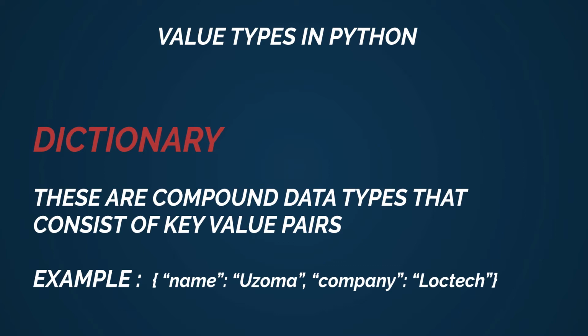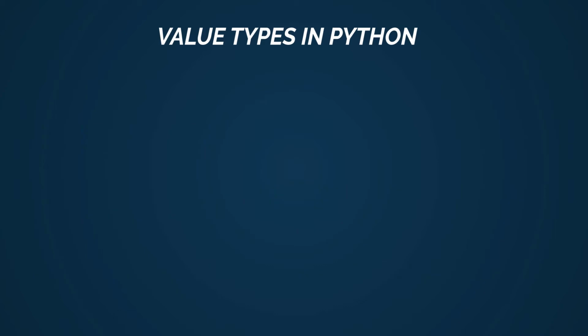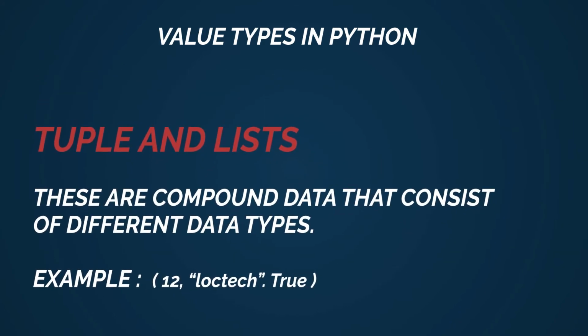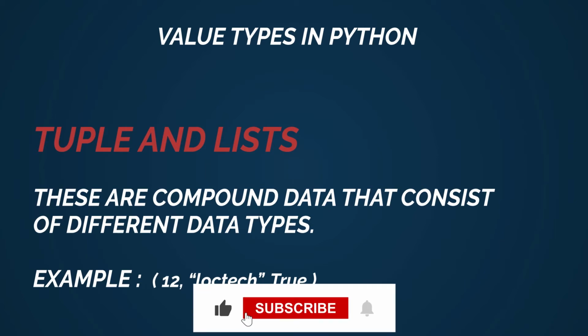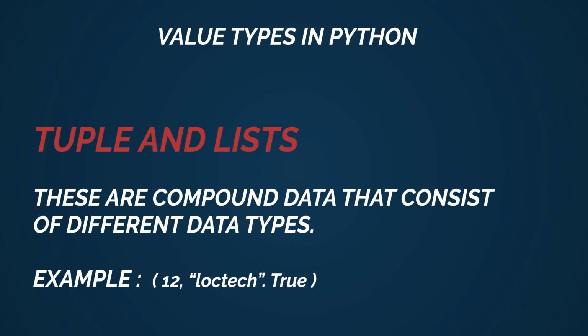Now the next thing we'll be looking at is tuples. Tuples are simply records. Tuples is also a compound data type that consists of different data types. Same thing with lists. Tuples and lists are very similar. The major difference is that tuples are immutable while lists are mutable. And by mutable and immutable, we mean that they can change. Lists can change, they can mutate, but tuples cannot.